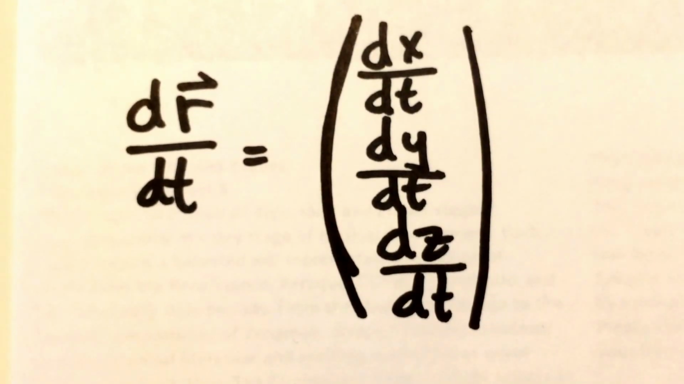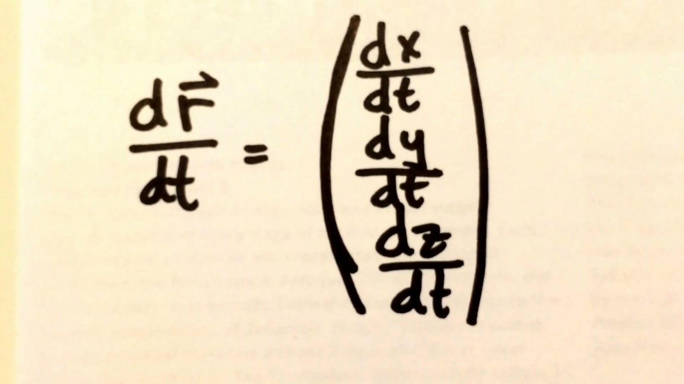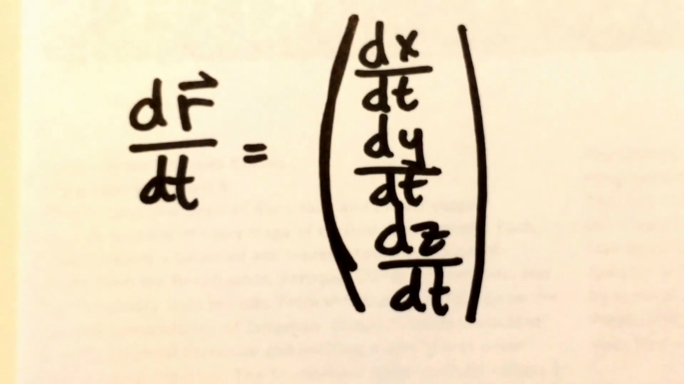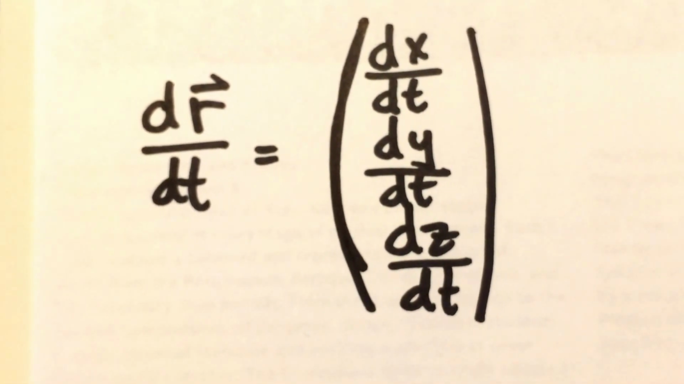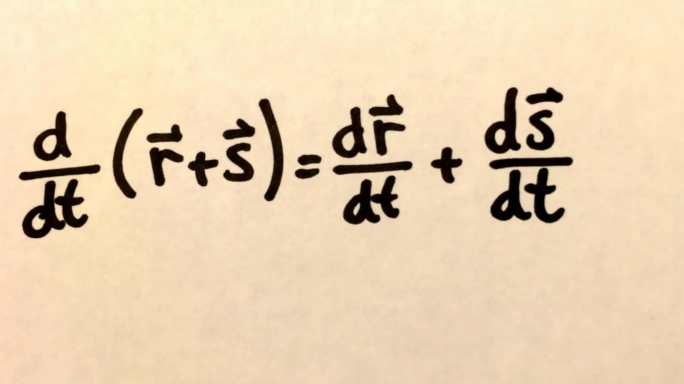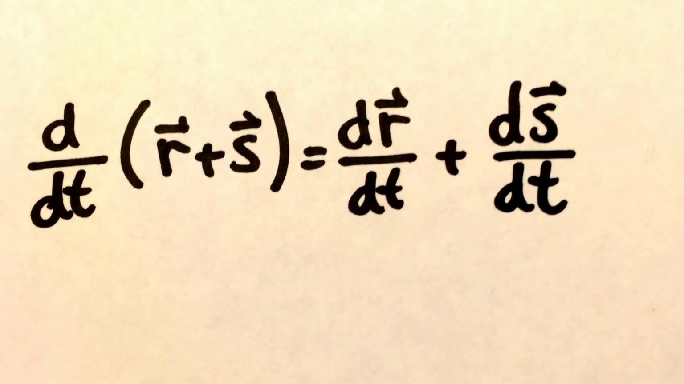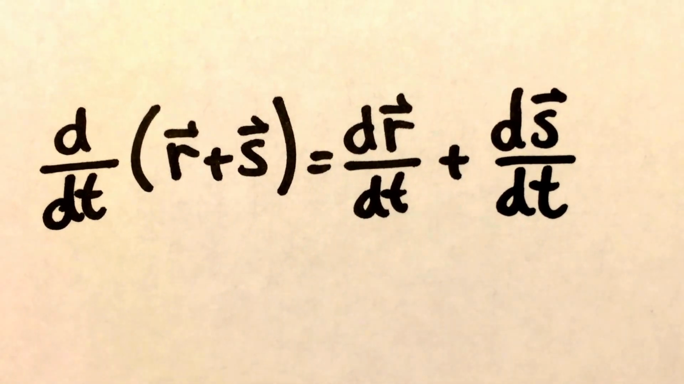The time derivative just applies to each component of R individually, and so the time derivative of position vector R is just a vector with the velocity components x, y, and z as each of the components. The time derivative is a linear operator, and so that means that when you take the time derivative of the sum of two vectors, that's the same as the sum of the two vectors' time derivatives.